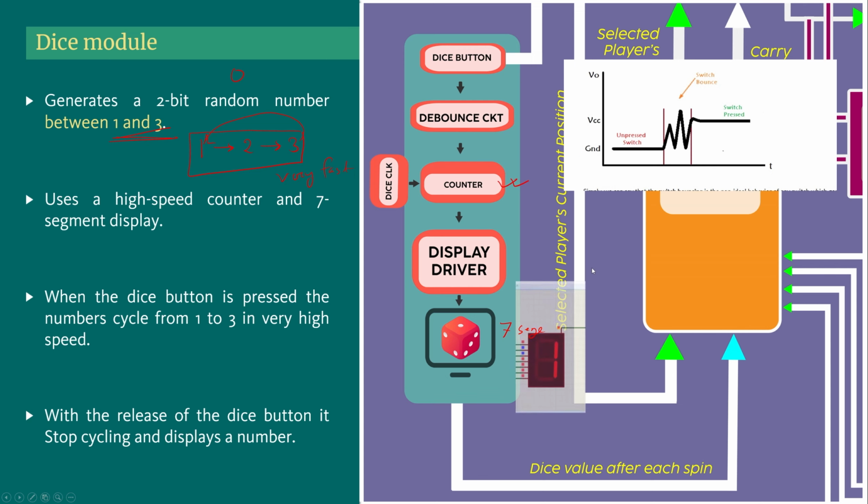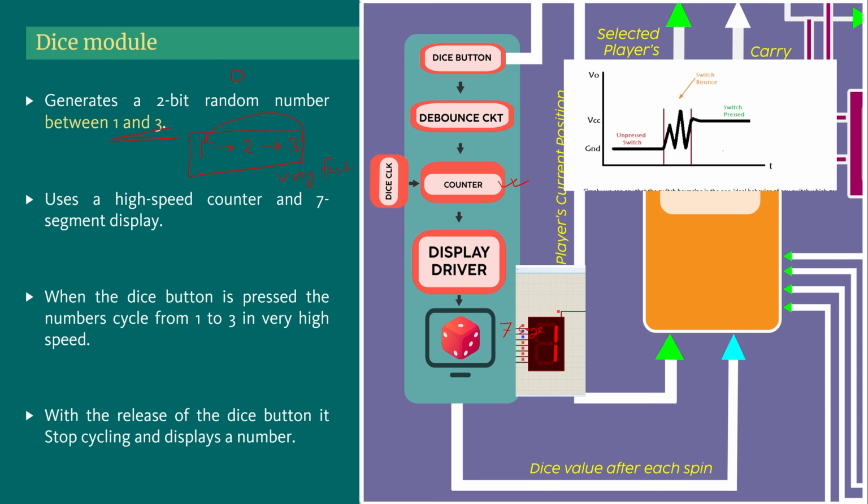Now look at this. Can you see that the number is cycling from 1 to 2 to 3 very fast? When you press the dice button, let me play this video again. The number is cycling between 1 to 2 to 3 very fast, and when you let go of the button, it will be fixed at one number. You cannot predict which number you will get because it's cycling so fast.